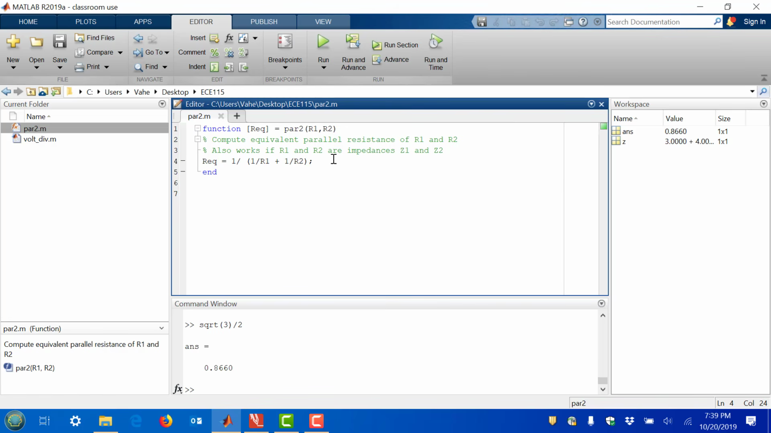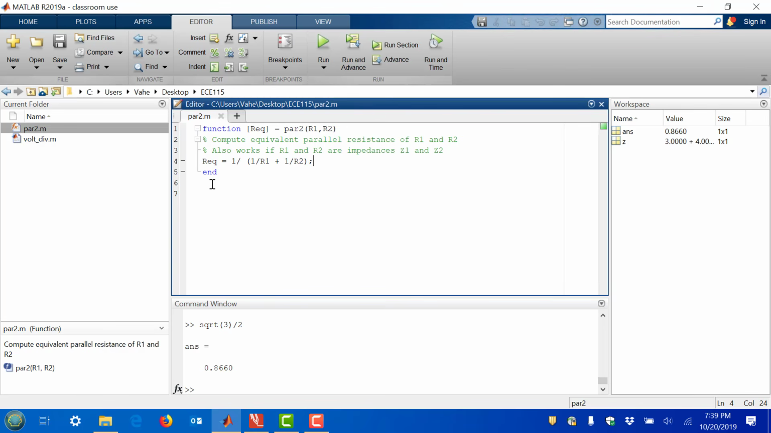Now, once you define it this way and you save it, which I've already done, and you see it in this left side directory, then you can use this function as if it was a built-in MATLAB function.